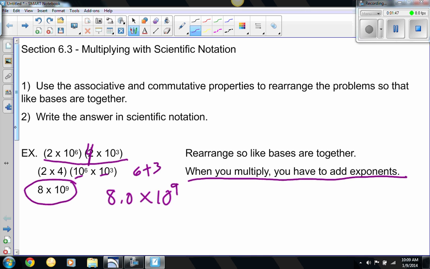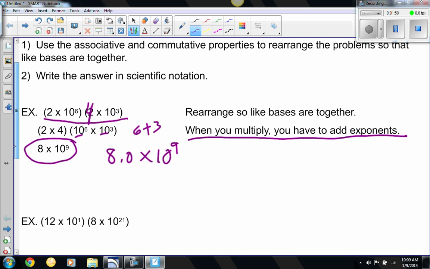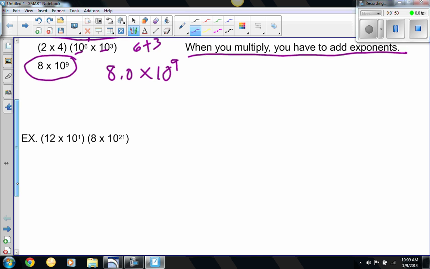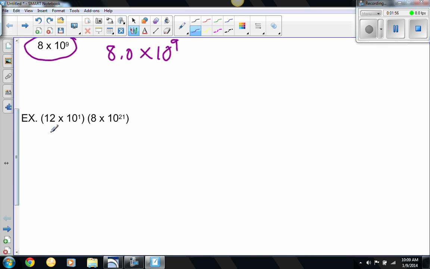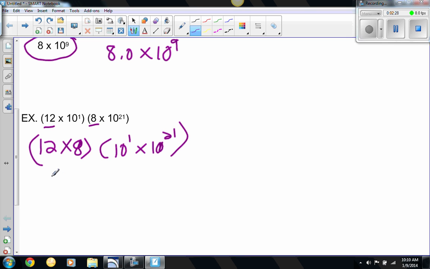So now we're going to start one from scratch without me writing any of the steps in there, and we'll see how that goes. All right, so 12 times 10 to the 1st, and then times 8 times 10 to the 21st. So I'm going to combine the like bases, and that's just the commutative and the associative properties letting me rearrange things. Okay, so 12 and the 8 go together, so 12 times 8. And then the 10 to the 1st and the 10 to the 21st go together. Then I can multiply them separately.